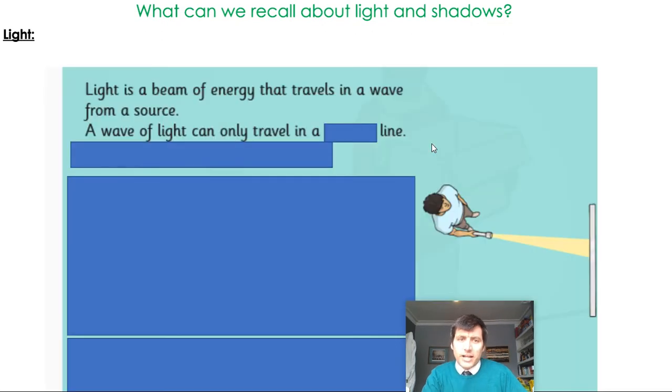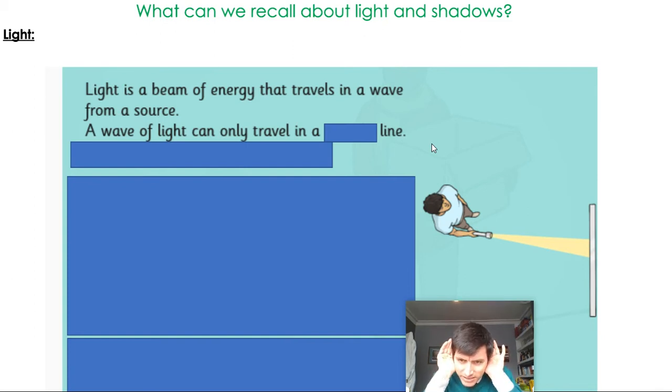Okay. Right, guys, light then. A light is a beam of energy that travels in a wave from a source. Okay, so a light source is something such as a torch, such as the sun, from which light emerges. Okay, a wave of light. What kind of line can it travel in?